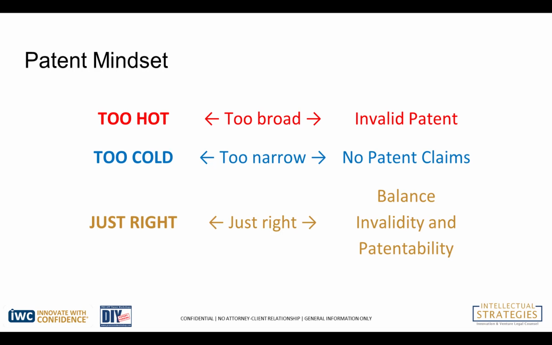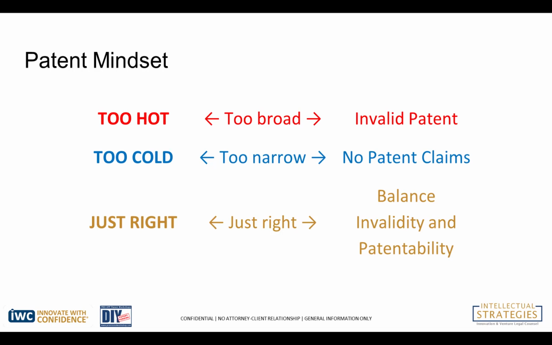What you want to do is come up with just the right claim, just the right temperature of food, just the right bed, just the right chair. You want to be able to balance the potential for invalidity claims against the ability to actually get a patent on the invention that you've come up with. And that's not an easy task. We're not going to get into how you need to do that here. This is really only to help you be aware of that balance that exists in the patent world.